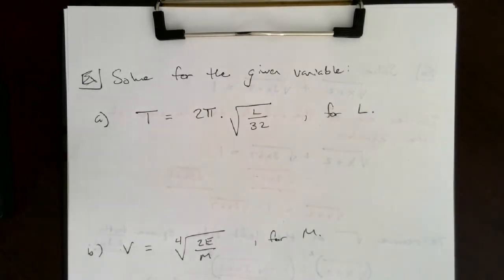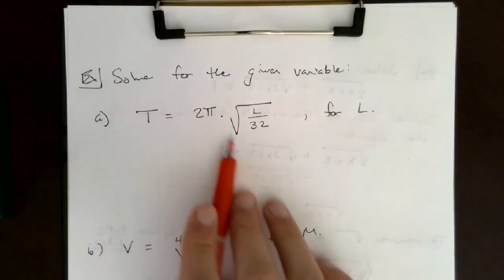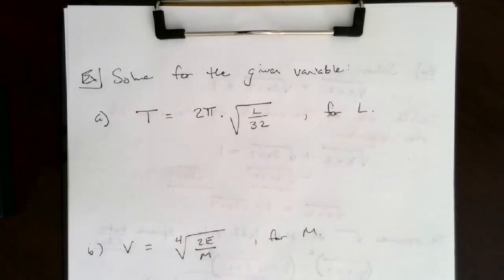They gave us this first equation, which is t equals 2 pi times the square root of L over 32. And we're going to try to solve this for L, which means you want to isolate L by itself on one side. Whenever you're solving it for a variable, what we're really saying is we want to get that variable by itself on one side of the problem. Now, you might want to pause this and try it on your own if you're familiar with this.